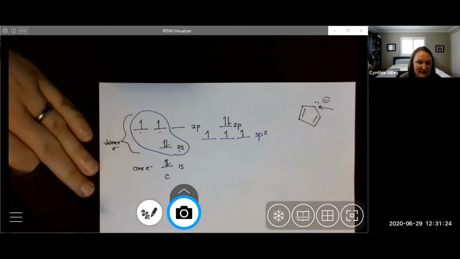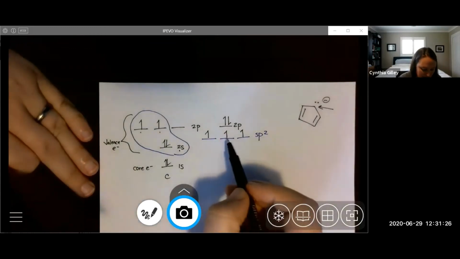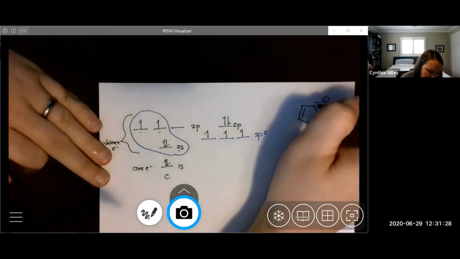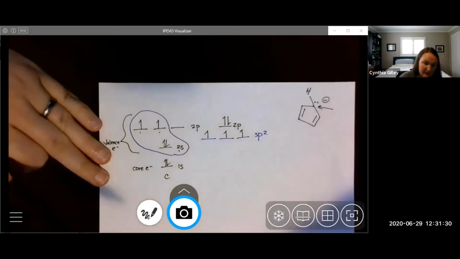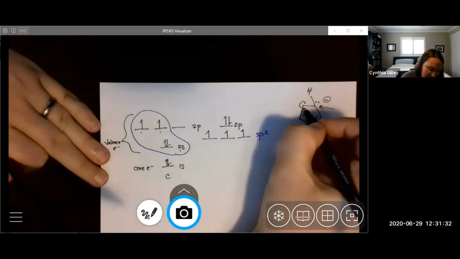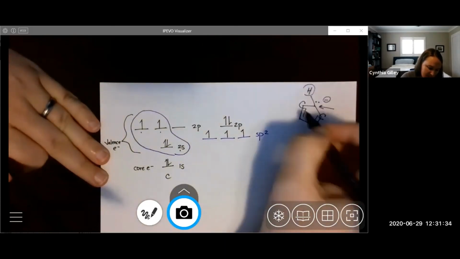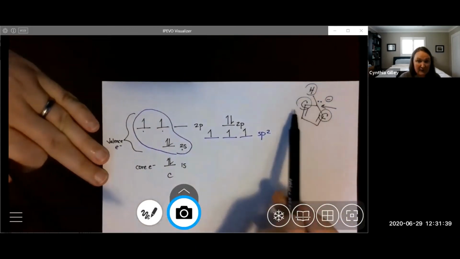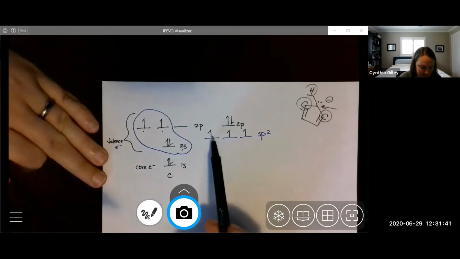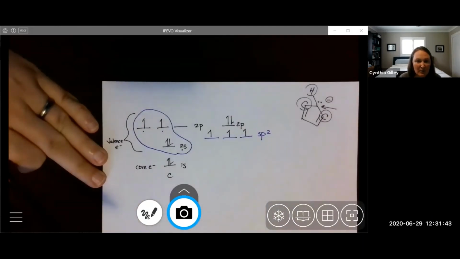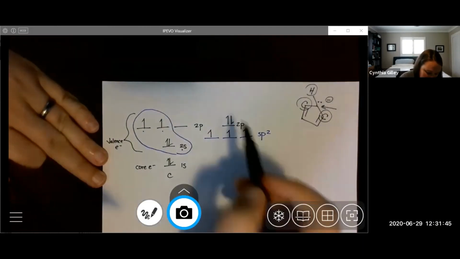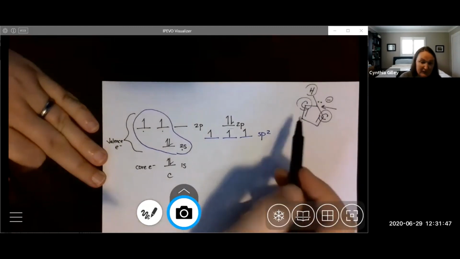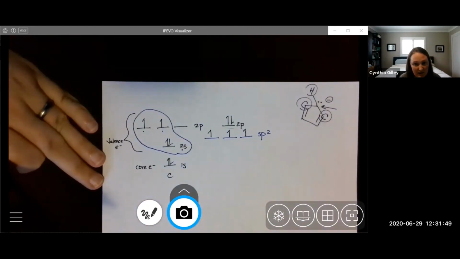So this is what this looks like. It's got 3 unpaired electrons in sp2. Those are making the sigma bonds, right? It's got the sigma bond to this carbon, and this hydrogen. It's got 3 sigma bonds, which it's making with these hybridized orbitals, and then it has a lone pair in a p orbital that's overlapping with the other p orbitals.